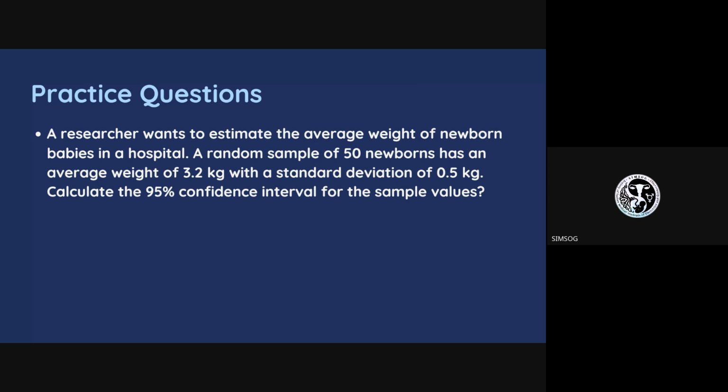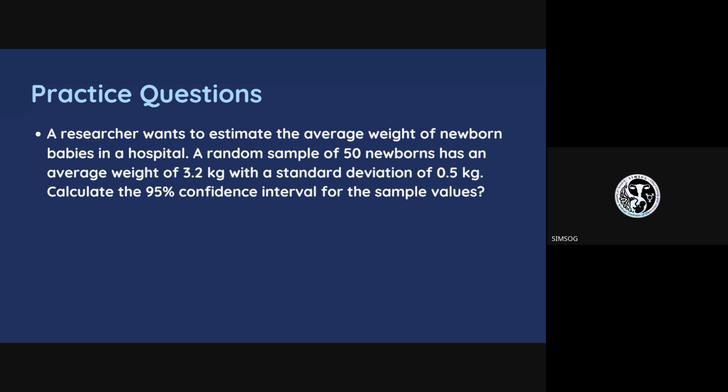First, tell me what confidence interval is asked. What percent of confidence interval is asked? 95%. Yeah, absolutely. So 95% confidence interval is asked. Now tell me what is the mean which has been stated? 3.2 kg. Wonderful. Now what is the standard deviation which is given? 0.5 kg. Yes, exactly. So now we'll go back to the formula.